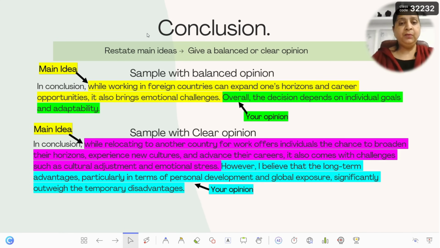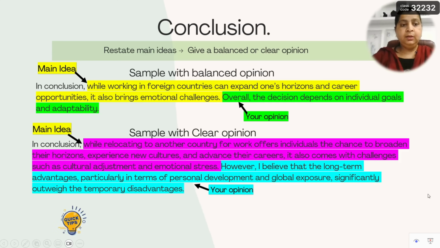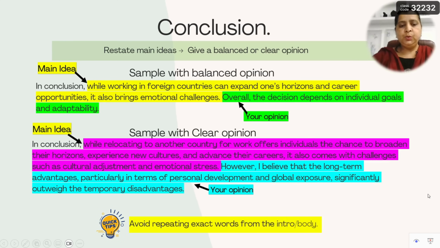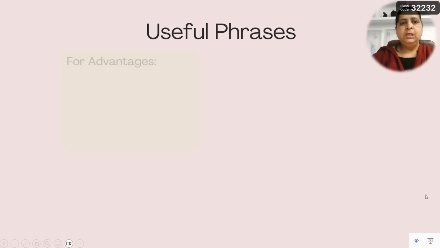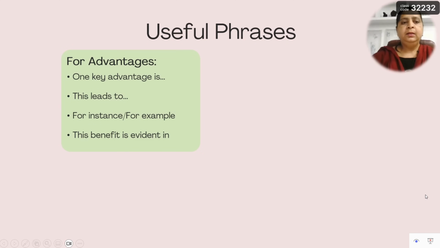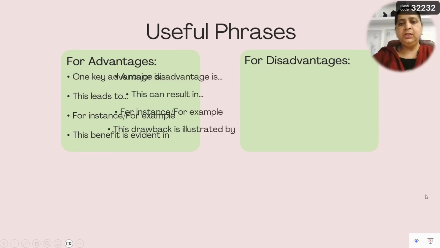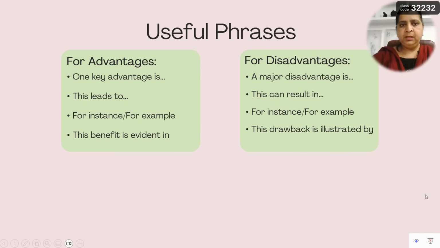You can play wonders. Conclusion, a final quick tip. Please use a lot of cohesive devices and avoid repeating exact words from the introduction and body. Try to bring in new words. Some of the useful phrases that can help you are these: for advantages, you can use the following phrases. For disadvantages, you can use these phrases. If you note carefully, these phrases you can use in each and every sentence of your paragraphs.